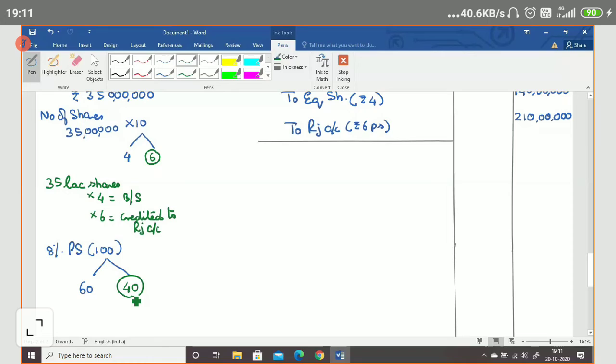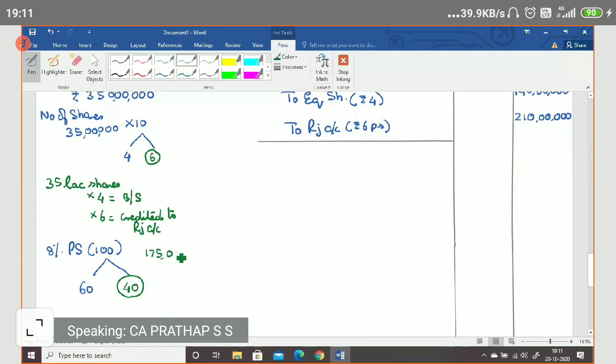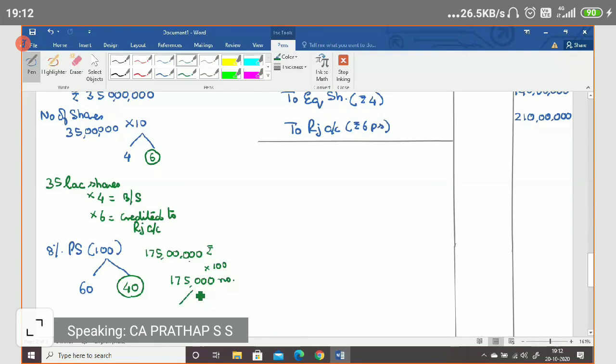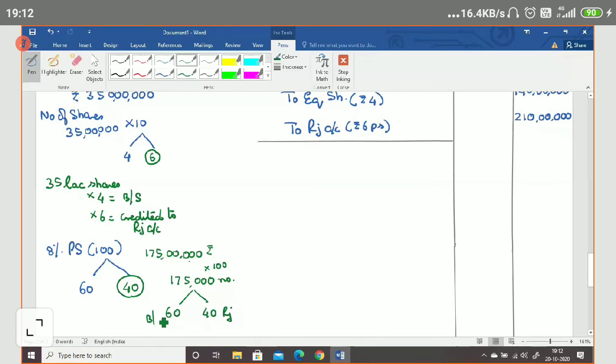Now let us see how many preference shares there are. In the balance sheet, they are telling the preference share amount, so we'll put it in lakhs. Okay, so it is 175 lakhs. Correct? No, they have given it in million, 17.5 million. Okay, 1 million is 10 lakhs. So 175 lakhs rupees, and one share is 100. So take out two zeros here. So 175 number. This is number, and this is rupees, and this is 100. Correct? So now you put it like this. Now this has become into 60 and into 40. This will go to reconstruction and this will be in my balance sheet.